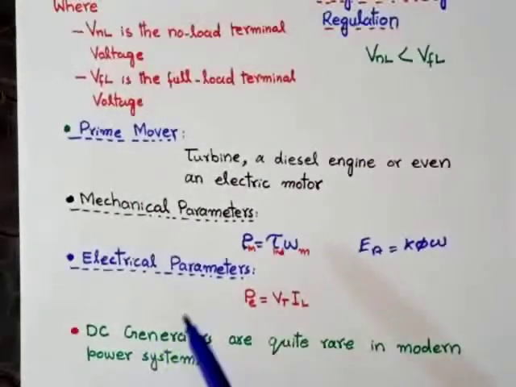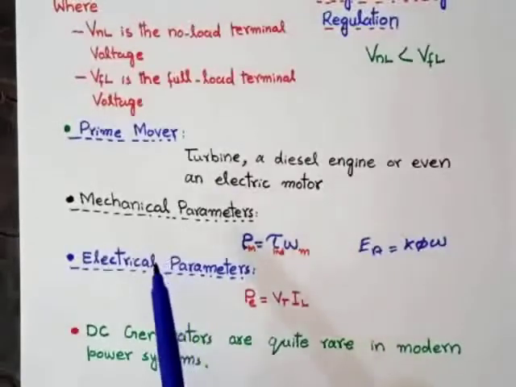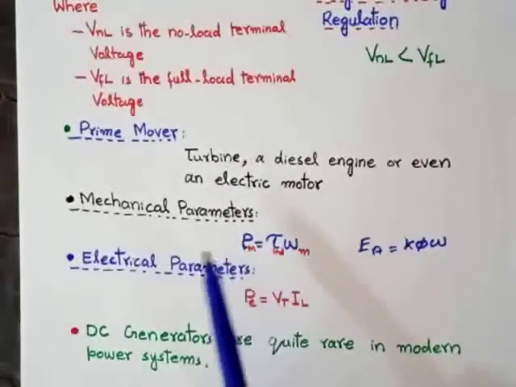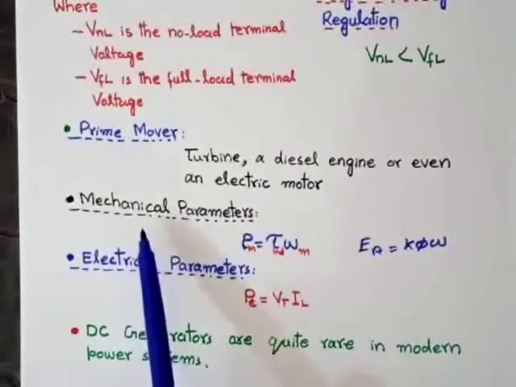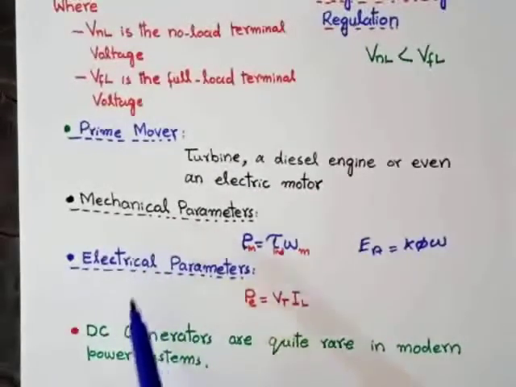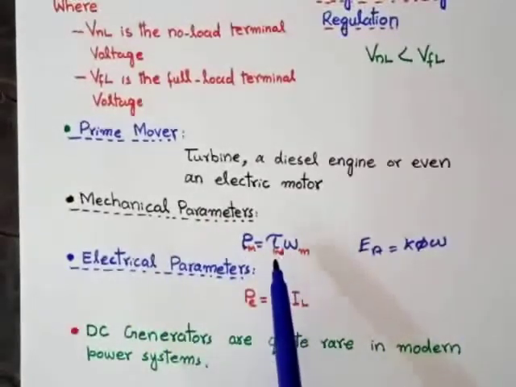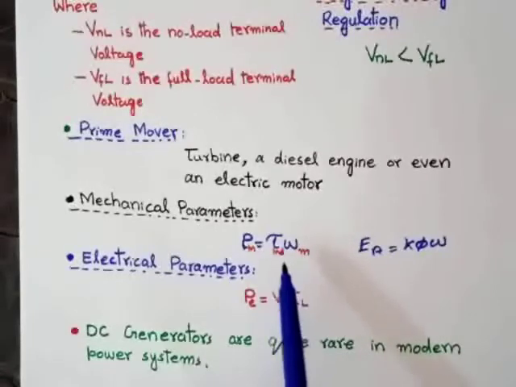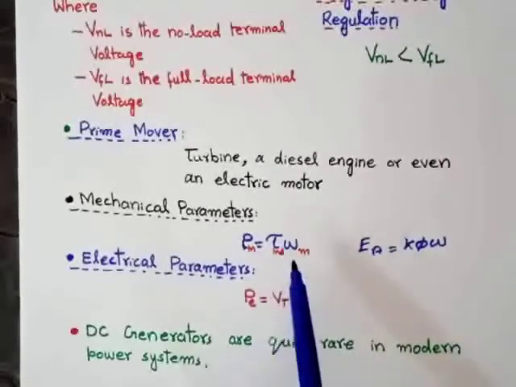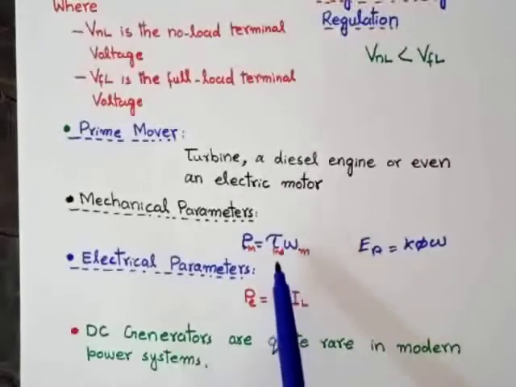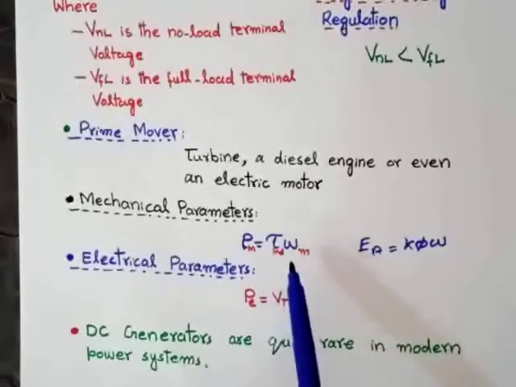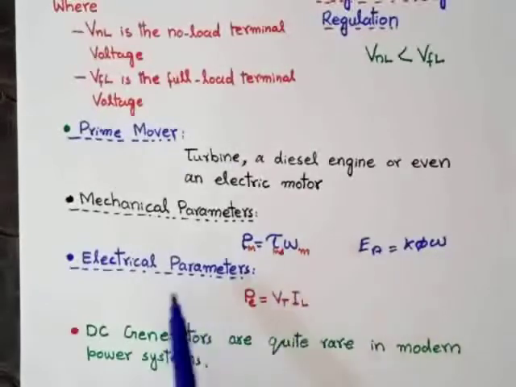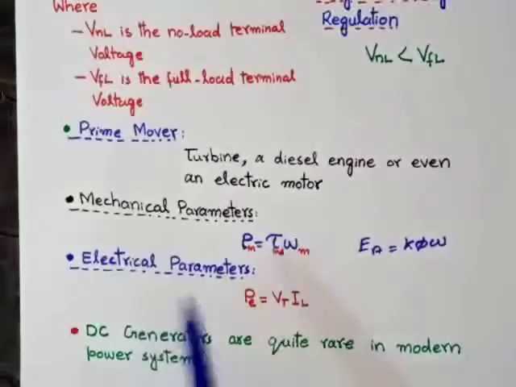As we know, the DC generator transforms mechanical power into electrical power. It means the input power of the DC generator is the mechanical power and the output power of the DC generator is the electrical power. The mechanical power is equal to induced torque into omega or speed. It means there are two mechanical parameters in a DC generator, or the input parameters of the DC generator. The first one is induced torque and the second one is speed. And the output of the DC generator is the electrical power.